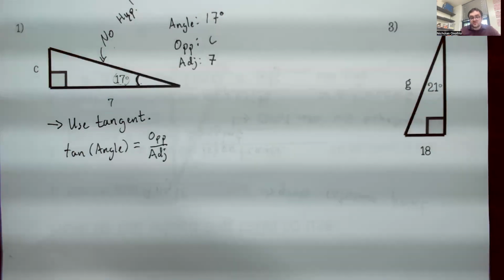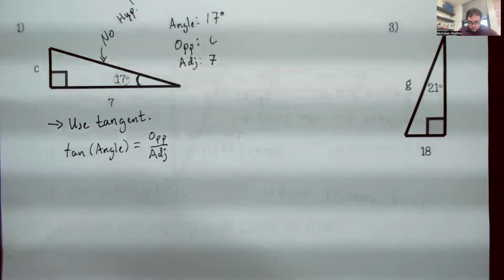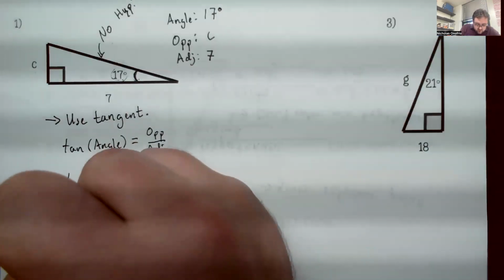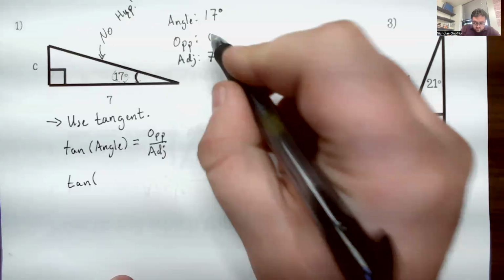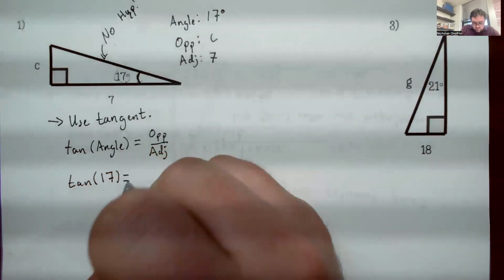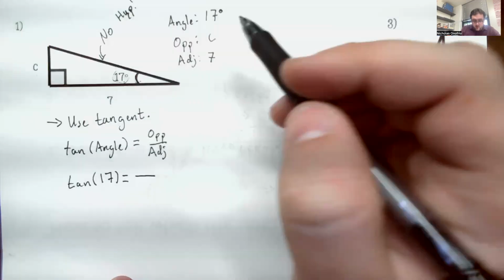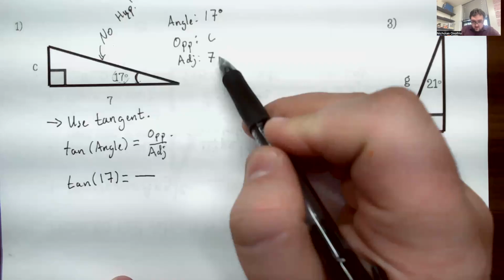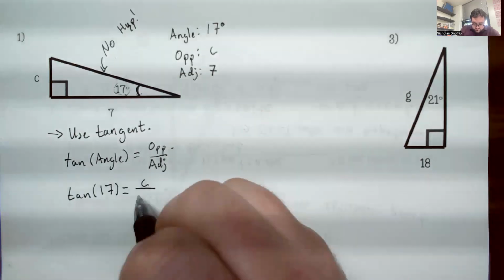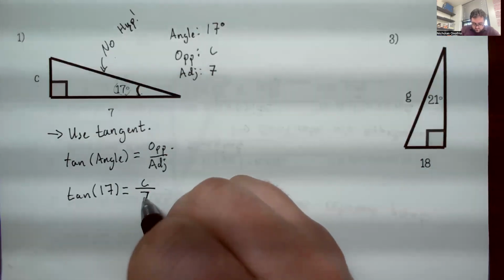Feel free to use your formula sheets for these. I'm totally okay with that. Filling in our blanks, tangent of 17 equals, our opposite side is C, and our adjacent side is 7.